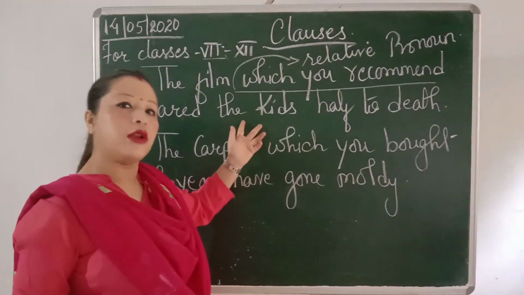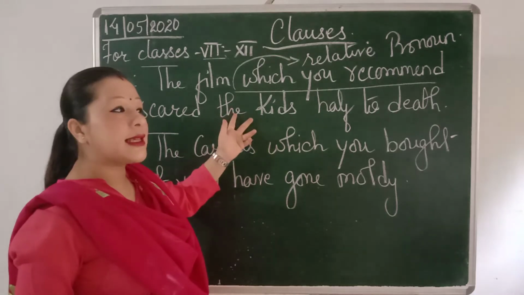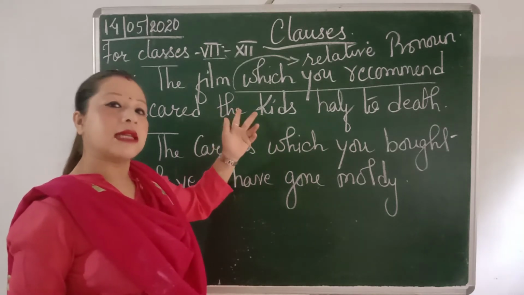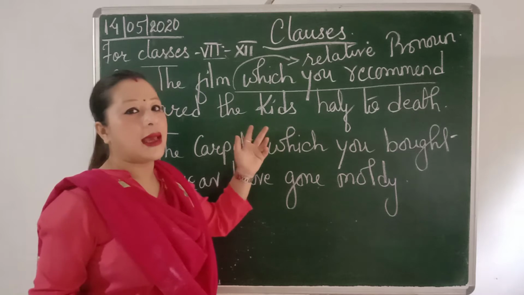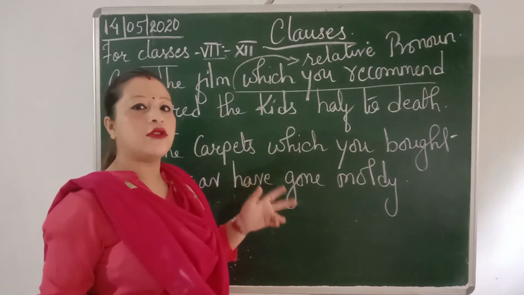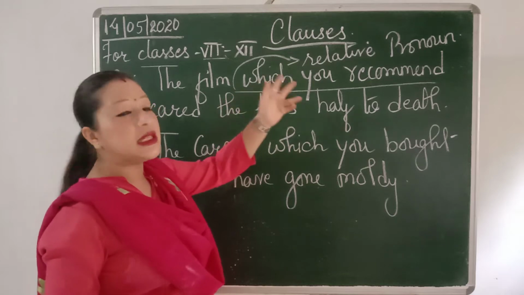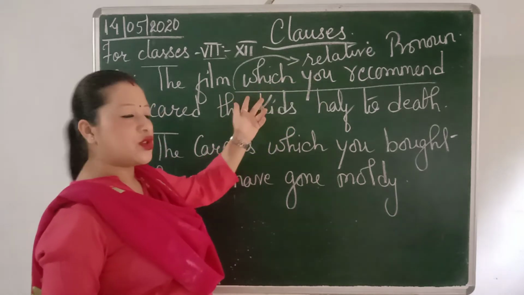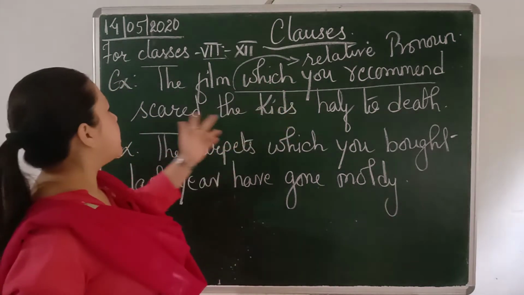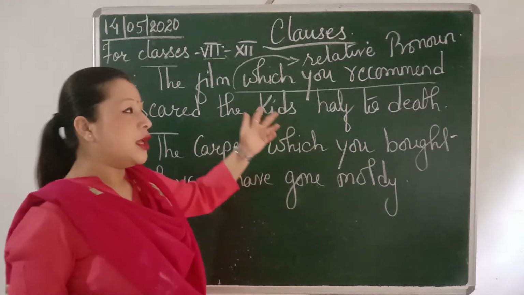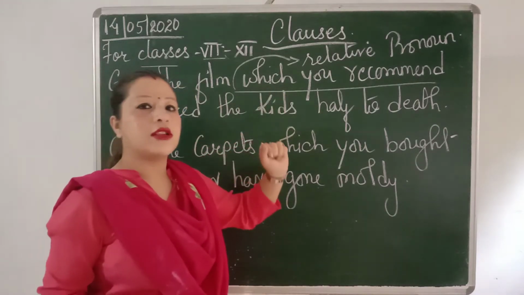So the film which you recommend scared the kids half to death. This is an example of an adjective clause, and in this adjective clause the sentence starts with either a relative pronoun or a relative adverb. So in this sentence, the sentence has started with a relative pronoun, and that is which. This is a complete sentence with an adjective clause.